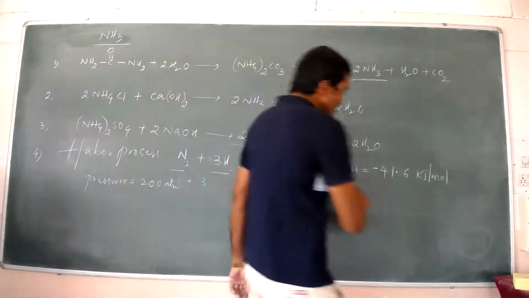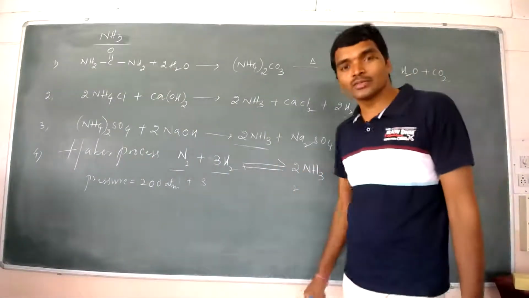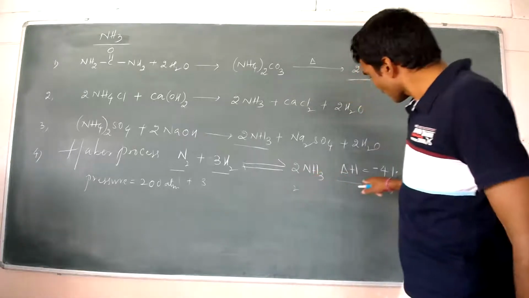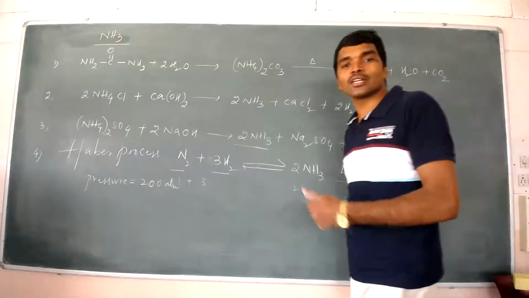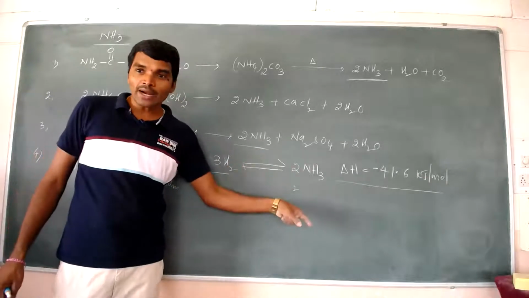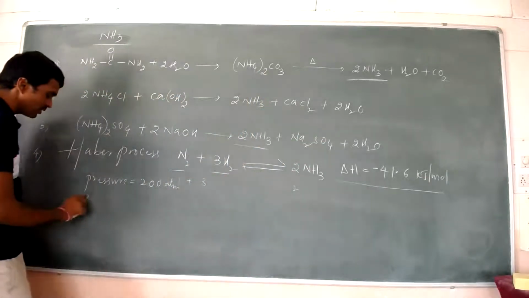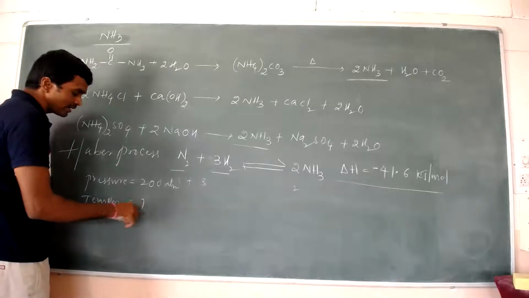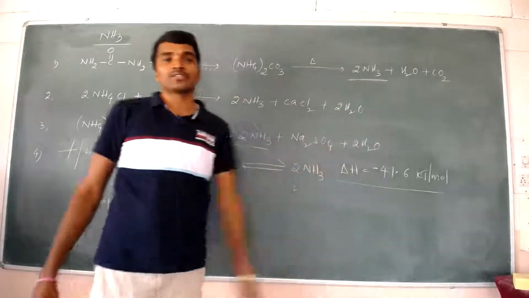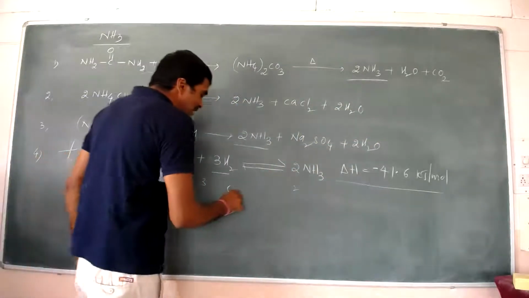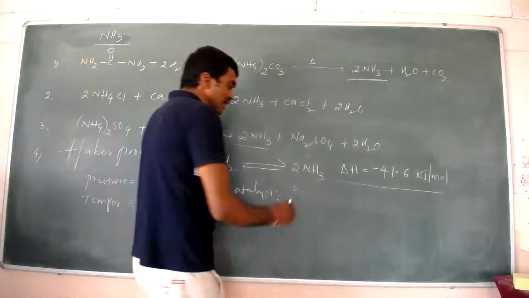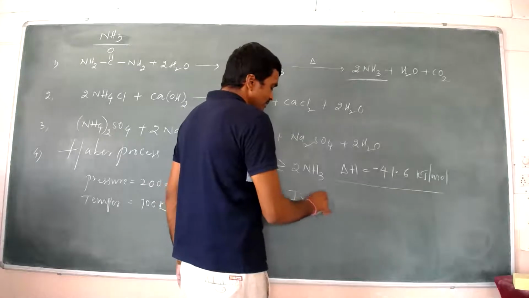And you see, in this reaction delta H is negative. It means it is an exothermic reaction, in which heat is released. So according to the reaction, low temperature is required. How low? 700 Kelvin temperature is required. A catalyst is also required. The catalyst in the Haber process is iron oxide.